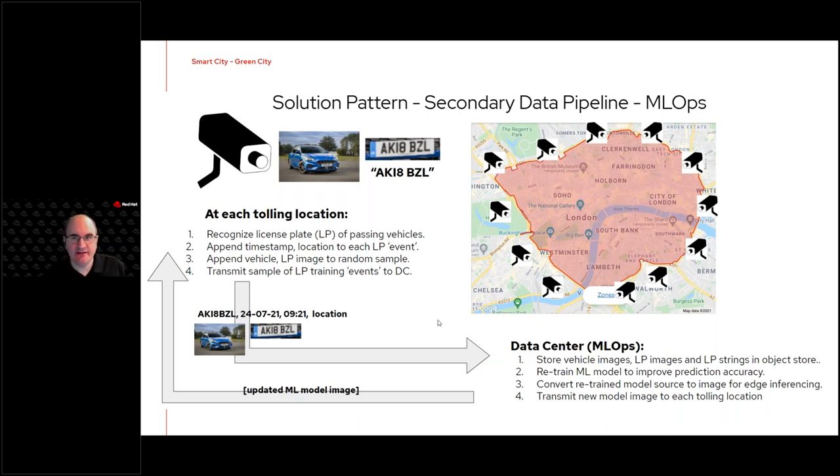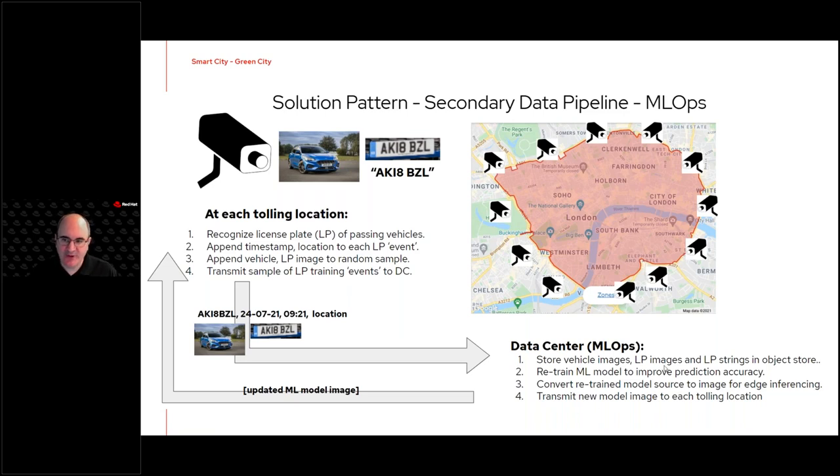There is a secondary data pipeline that we can implement, which is more related to machine learning operations, MLOps, because of course, we always want to retrain our models so that they are accurate. So at each tolling location, we will recognize the license plate of the passing vehicles. We'll do exactly the same thing, enriching the data with the timestamp and location. But sometimes, contrary to what we did before, we will also forward the license plate image itself as a random sample, and we will transfer everything to the data center again.